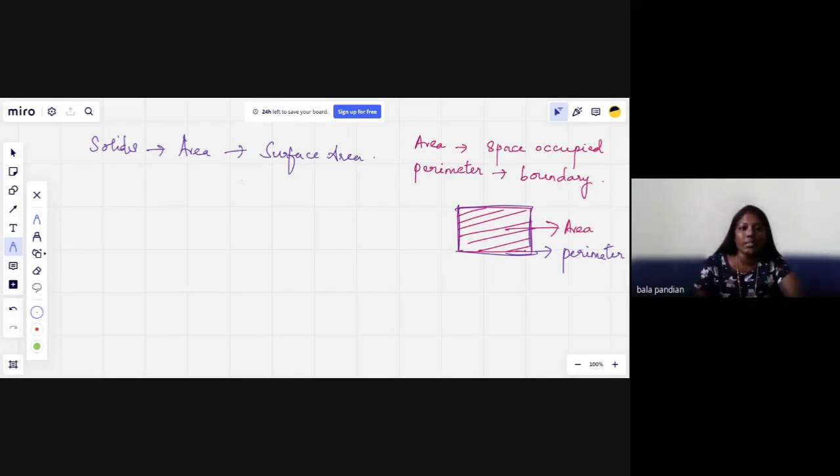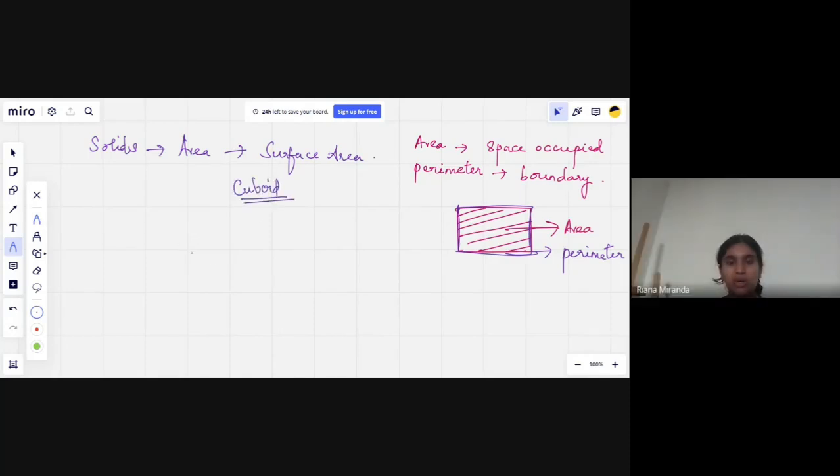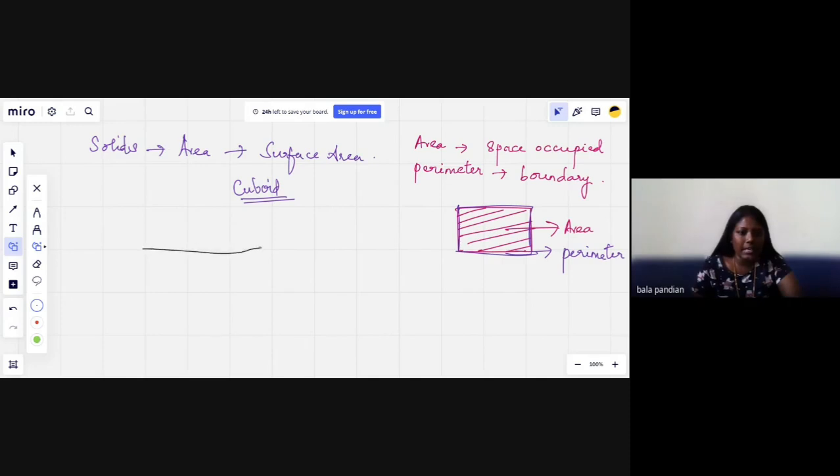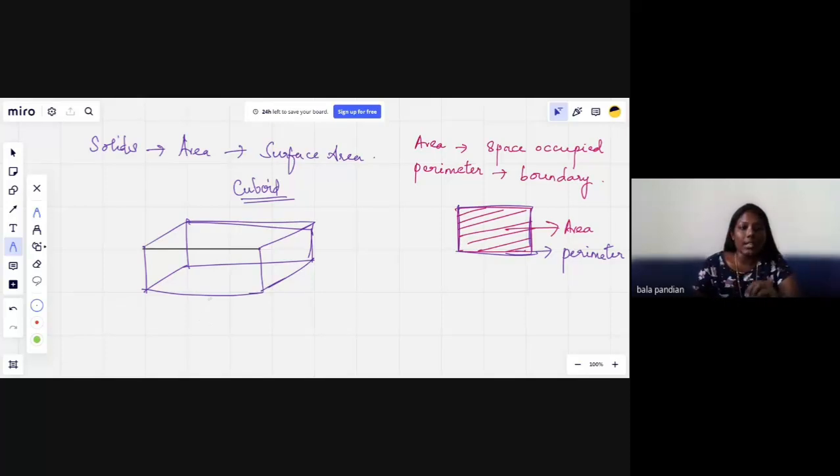You know what a cuboid is? A cuboid is like a 3D rectangle. So can I say that if I have a rectangle, one rectangle here and another rectangle here, and I give a three-dimensional effect to this particular rectangle, this is a cuboid? Yes. So the three-dimensional figure is called a cuboid, right?